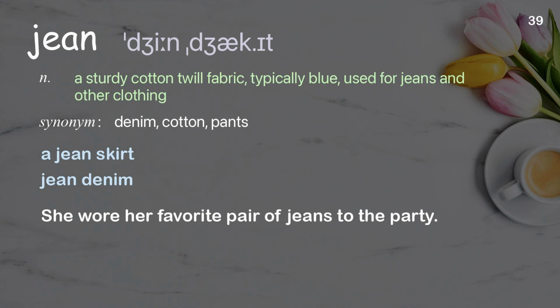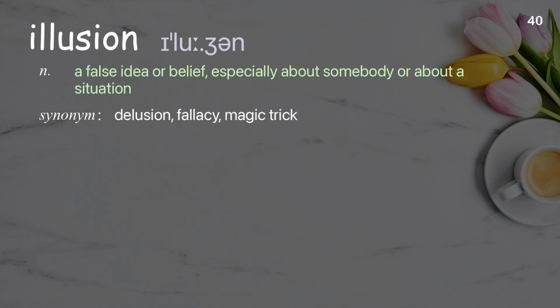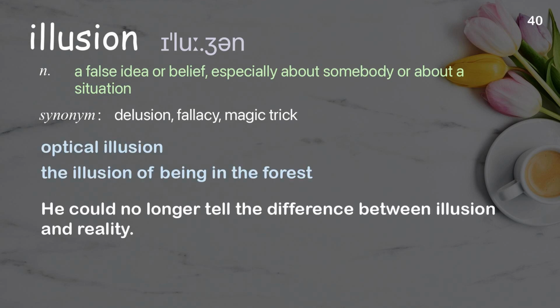Illusion. A false idea or belief, especially about somebody or about a situation. Examples: Optical illusion. Illusion of being in forest. He could no longer tell the difference between illusion and reality.